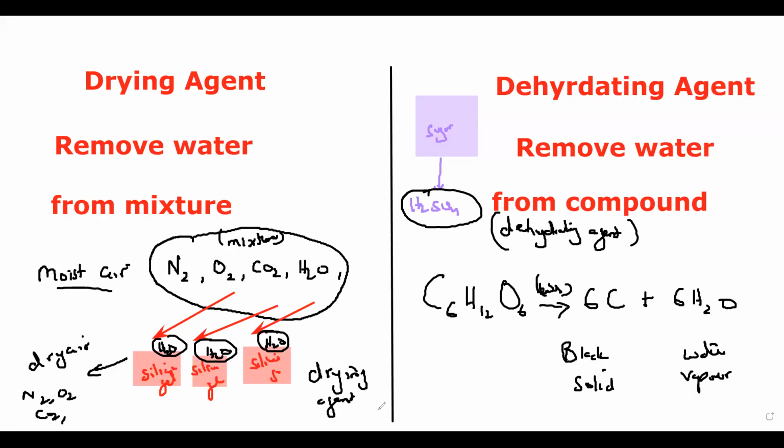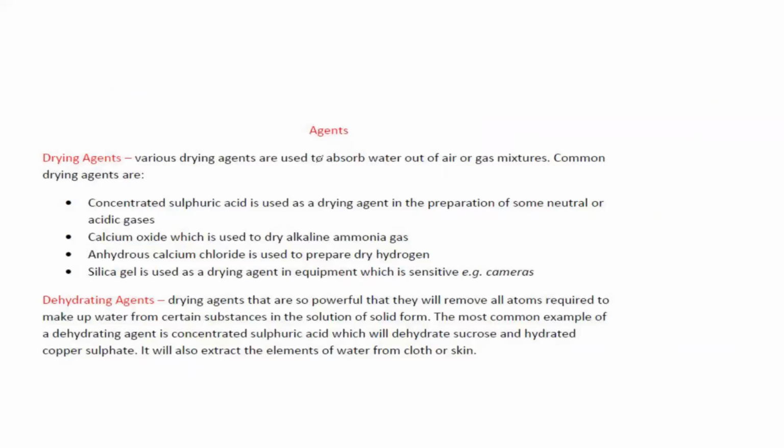You have to learn some examples related to drying and dehydrating agents. There are various drying agents which are used to absorb water from air or a gas mixture, like concentrated sulfuric acid, calcium oxide, anhydrous calcium chloride, and silica gel. Dehydrating agents are so powerful they can remove all the atoms required to make up water. The most common example of a dehydrating agent is concentrated sulfuric acid as well, because it can remove the water molecule from the substance.